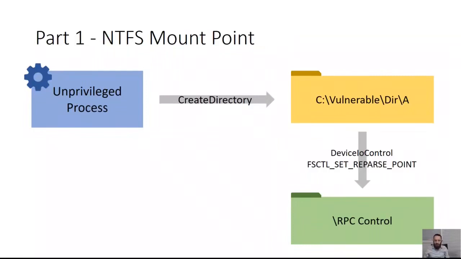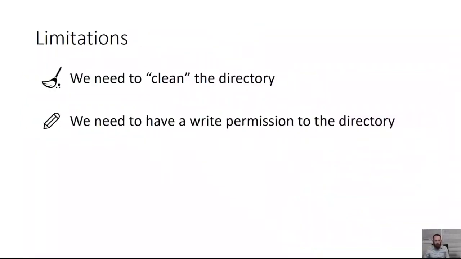Since there is at least one object directory, we have some permissions over it to create new objects there. We can create a mount point there. This directory is the object directory \rpc control. We basically mount a local directory that will be linked to the object manager namespace by calling the create directory API, followed by calling device IO control with a set reparse point flag will do the trick.